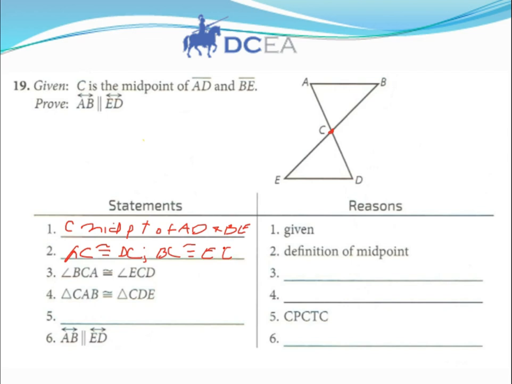Angle BCA is congruent to angle ECD. So BCA is congruent to ECD, and let's get our markings right here in our drawing, and we can prove that because vertical angles are congruent. Now, triangle CAB is congruent to triangle CDE. What have we proved? Side, angle, side.